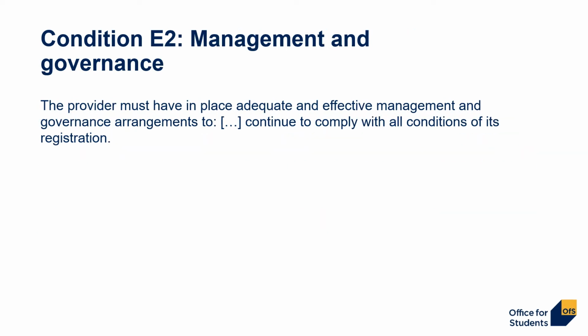I would also like to draw your attention to condition E2, which requires providers to have adequate management and governance arrangements in place to comply with all conditions of registration, including F3. This condition means that compliance with E2 may be assessed if we find any issues with compliance with condition F3, and conversely, if there are condition F3 concerns about the data quality, a provider may also be assessed for condition E2.